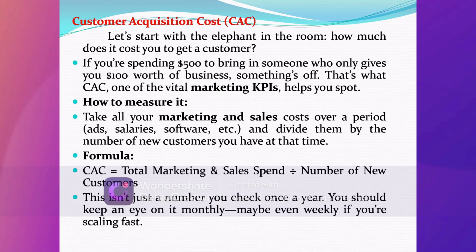So how you calculate it is, take all your marketing and sales cost over a period and divide them by the number of new customers you have at that time. So this is the total cost you have spent on your marketing and sales for acquiring the customers, divided by the number of customers you have. Suppose you have spent 10,000 rupees on marketing and sales and you got 50 customers. So in 10,000 you got 50 customers, so it is 200 rupees per customer.